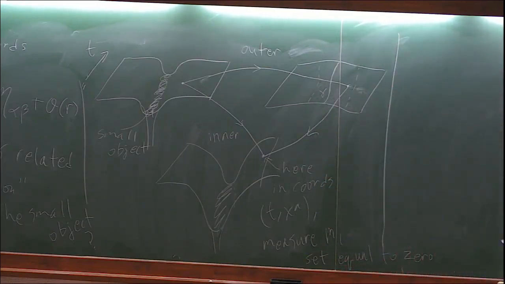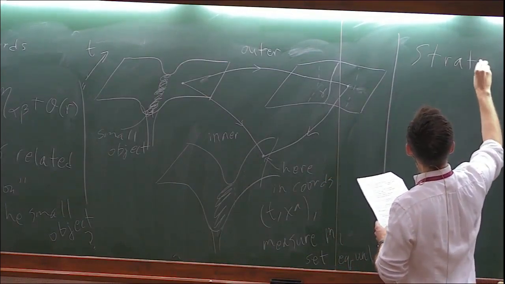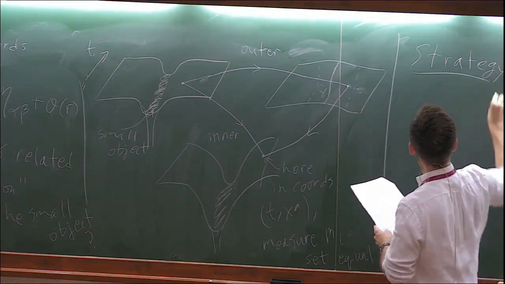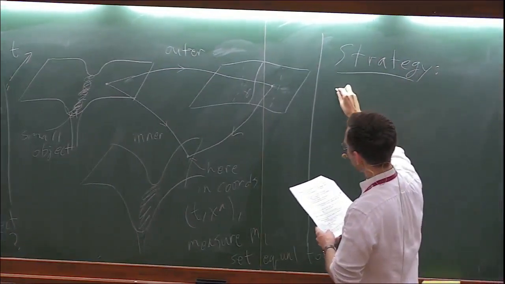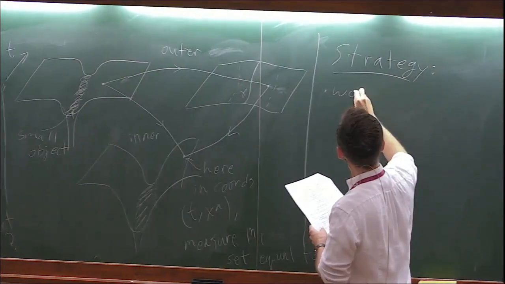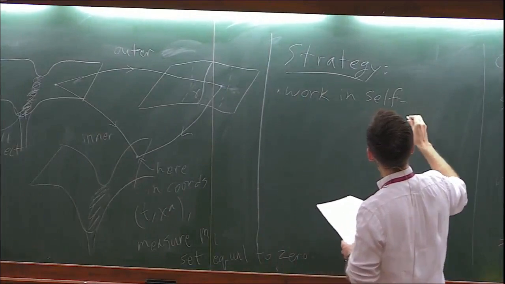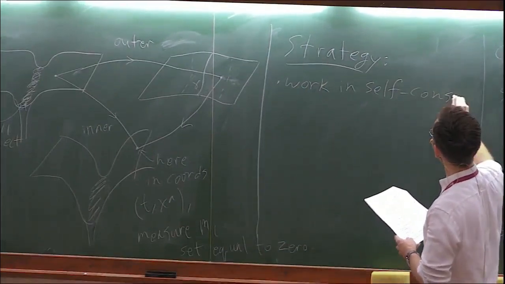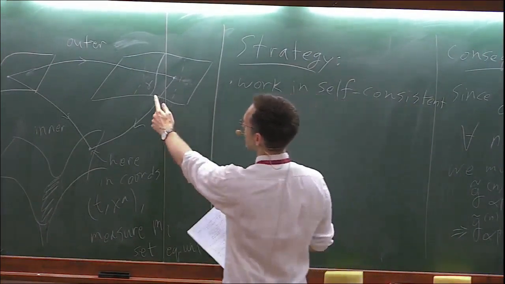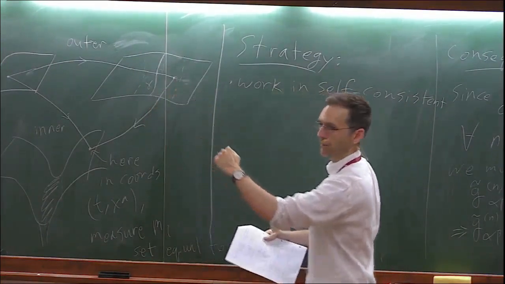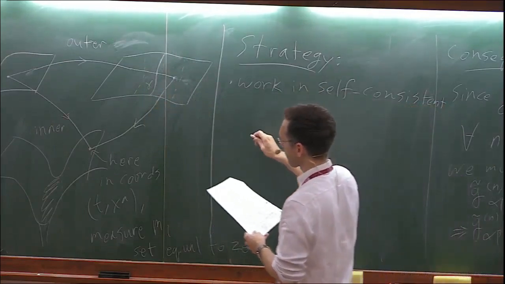Okay, now what's our overall strategy? As I said, we're going to solve the Einstein equations. We're going to work in the self-consistent framework. Remember, the defining feature of the self-consistent framework was that we don't perform a Taylor series of this world line gamma. We treat it just as some accelerating curve that depends on the value of epsilon.